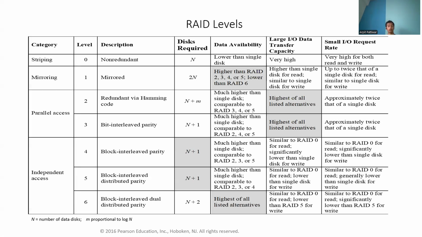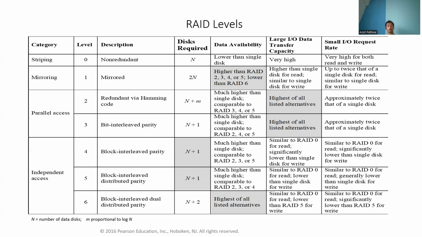RAID levels. Level 0 is striping. It is also known as non-redundant, and n disks are required. Small input, very high for both read and write. First level, next is mirroring. The number of disks required is 2n. It is higher than RAID 2, 3, 4, or 5 and lower than RAID 6. It is higher than a single disk for read, similar to a single disk for write.